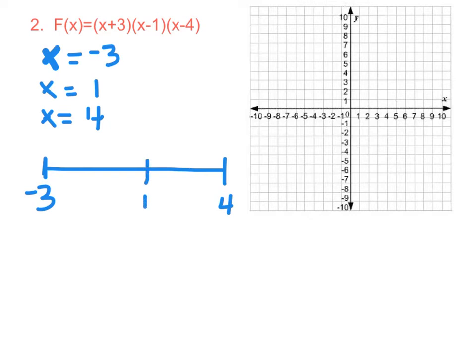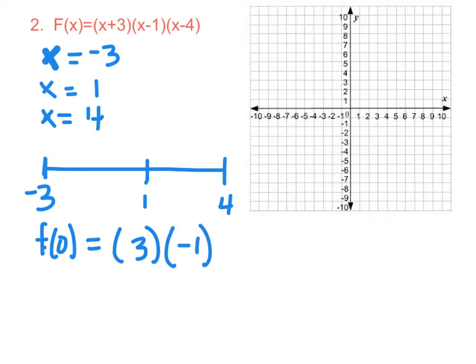All right, so what we're going to do is the same thing again. We're going to pick a number, in this case between negative 3 and 1. I always like 0. I just think it's easier. So we're going to find f of 0, plugging it back into that original equation. When we do that, we do 0 plus 3, which is 3, and then 0 minus 1, which is negative 1, and then 0 minus 4, which is negative 4. Now we can see we have a positive number times a negative number times another negative number, which means that's going to be positive.